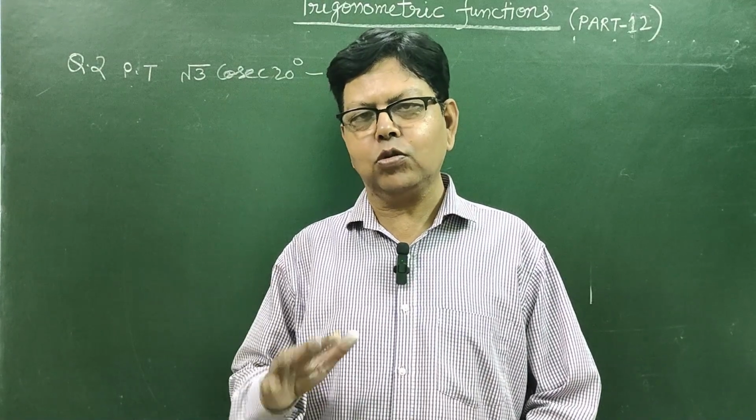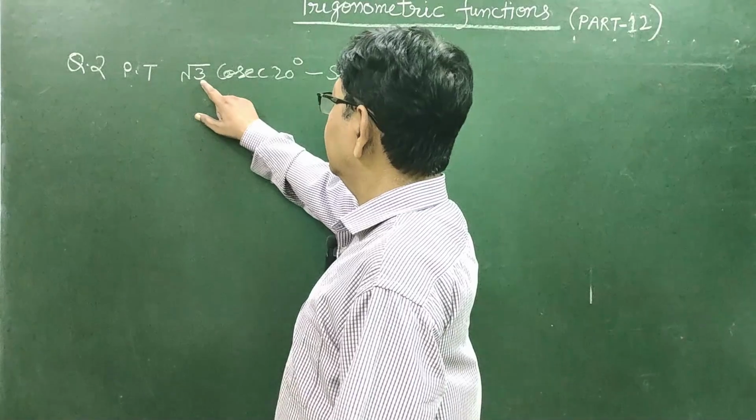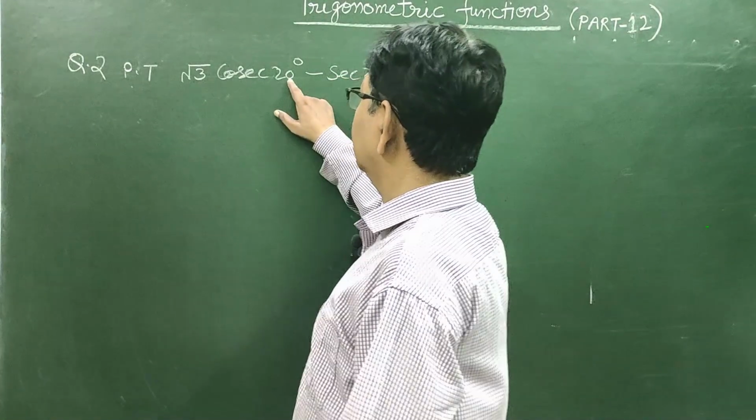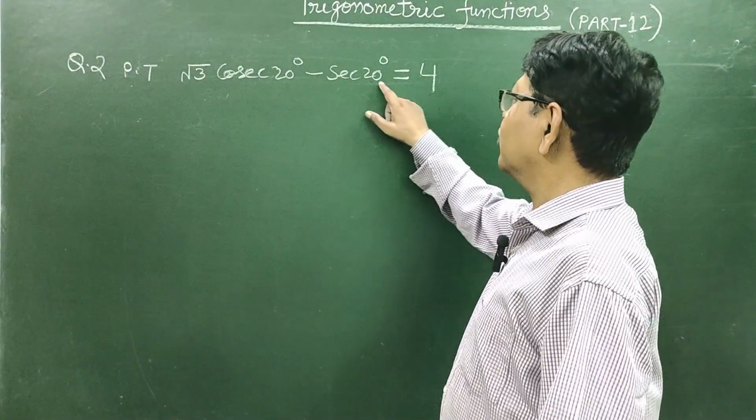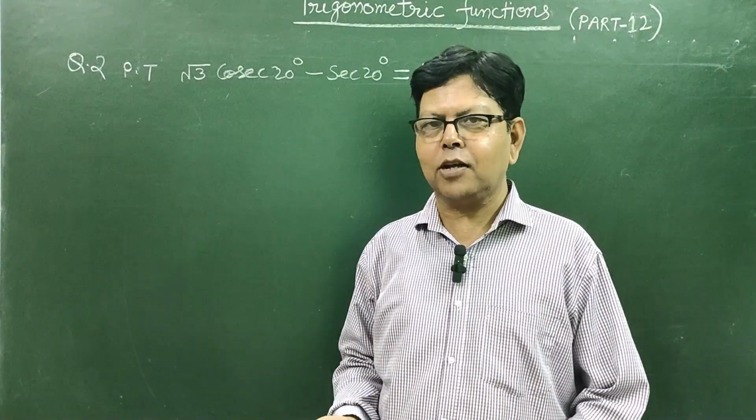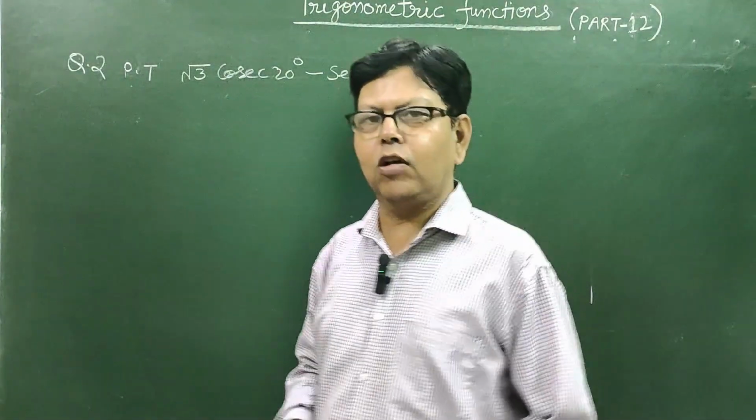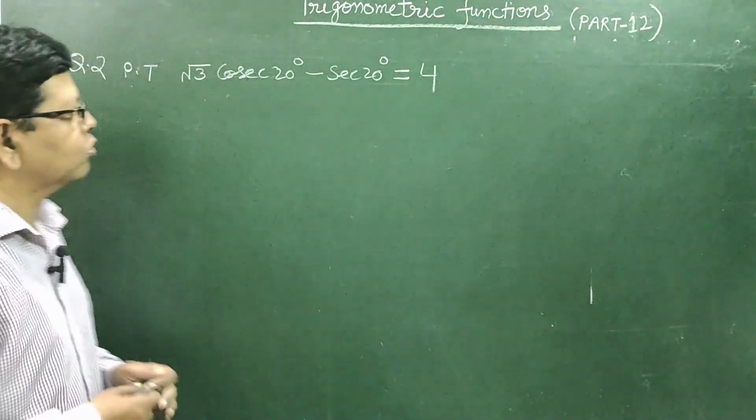Student, next question, question number 2, very interesting question. Prove that √3 cosec 20° minus sec 20° is equal to 4. You don't know the value of cosec 20, you don't know the value of sec 20, then how to solve this question? See the approach.